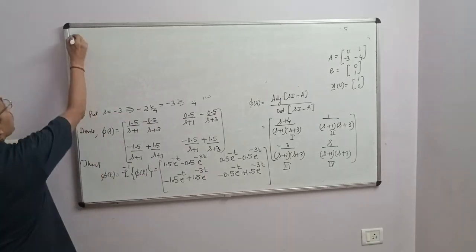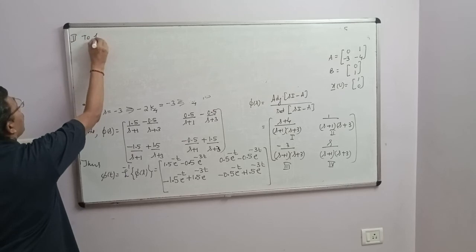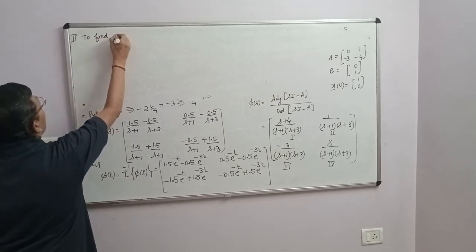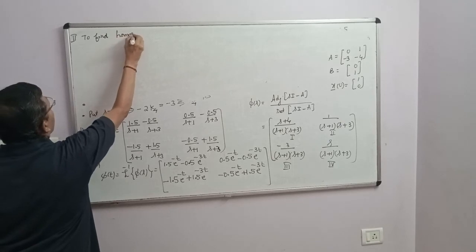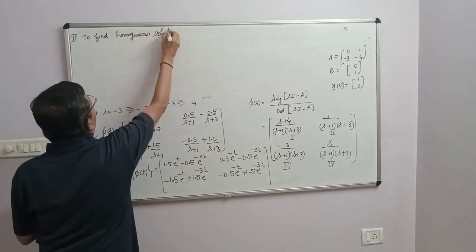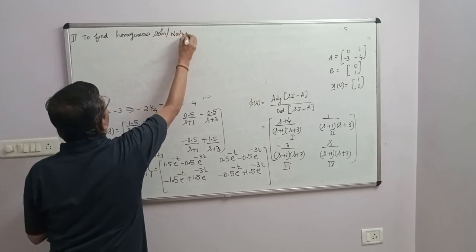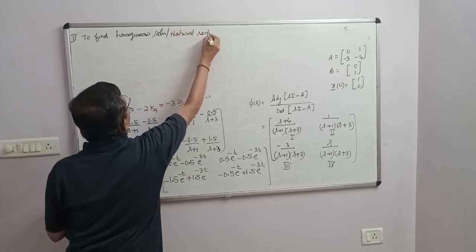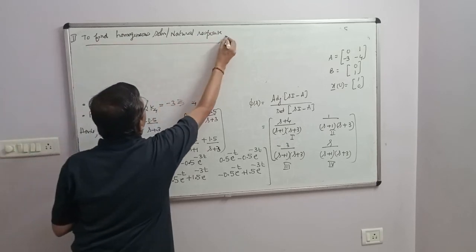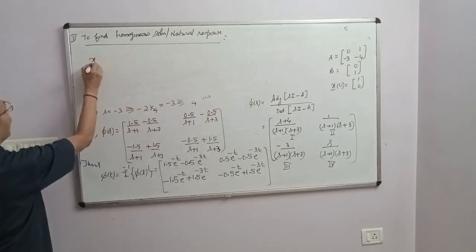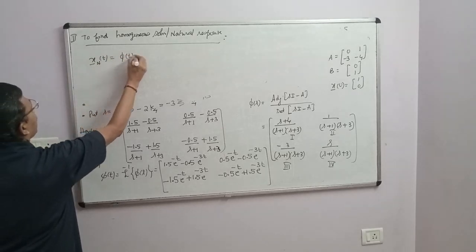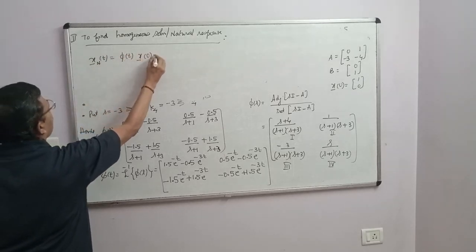Second step, to find the homogeneous solution, or natural response, or zero input response. Various terminologies are there. What is x bar n of t? Nothing but phi of t into x bar of 0.